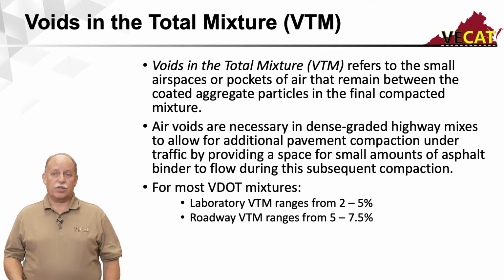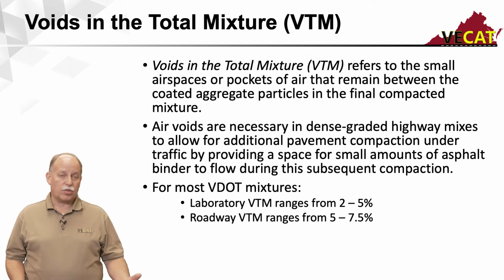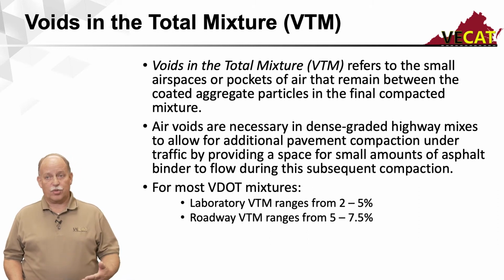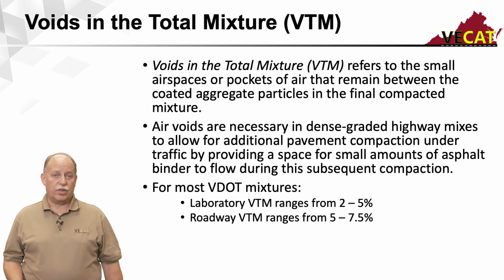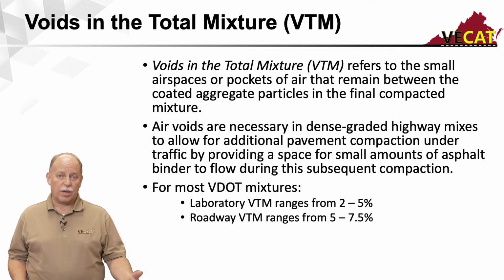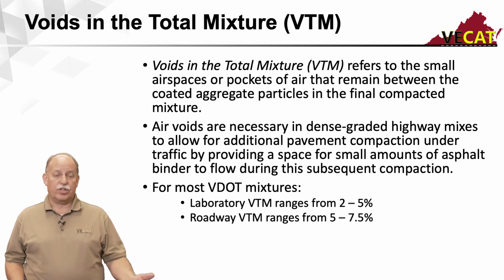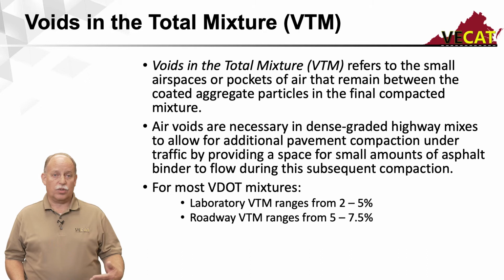So in most instances, you have to have in the laboratory a VTM range from 2 to 5%, but in the roadway we need a VTM range from 5 to 7.5%, recognizing that the compaction levels that you get in the lab in that gyratory compactor are different than what you really get in the roadway. So the roadway requirement for VTM is 5 to 7.5%.